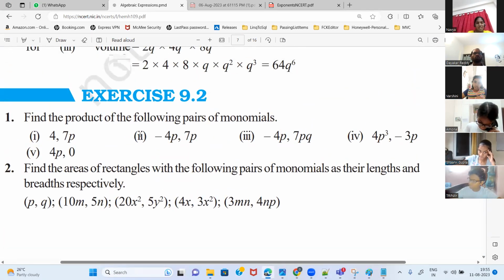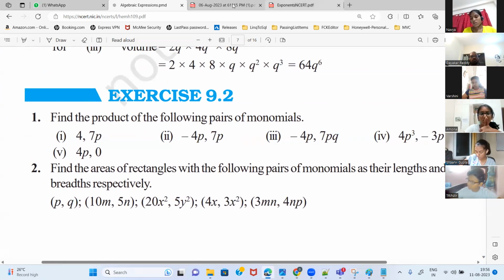Try to solve these problems. Find the product of the following pairs of monomials. This is easy, right? We learned about the products yesterday. If you do one simple mistake, children, the entire sum will go wrong. Starting from copying the problem till the end, you should be very, very careful. Try to solve 1 and 2. Remaining are homework. I will send this work. You have this book with you, right? Everyone is having this book, I guess. Otherwise, I will download it and send it.